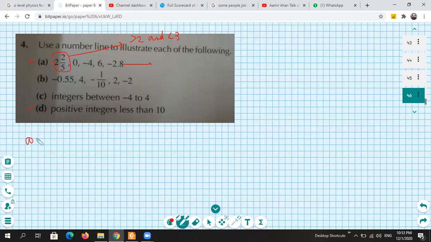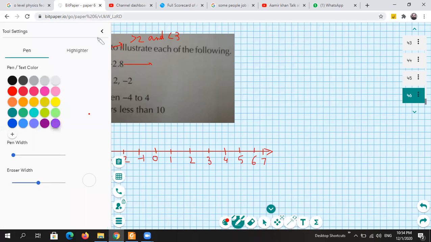Part A, drawing a number line. Suppose this point is representing 0, then 1, 2, 3, 4, 5, and 6, and this one is 7. The negative numbers are -1, -2, -3, -4.